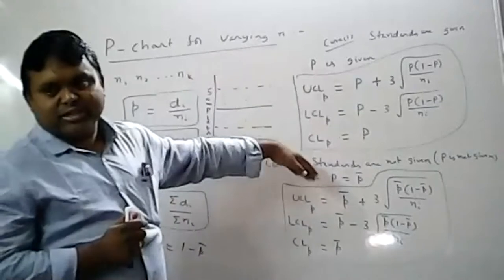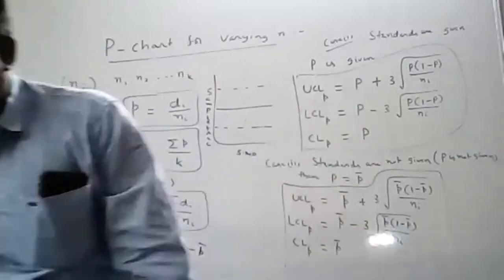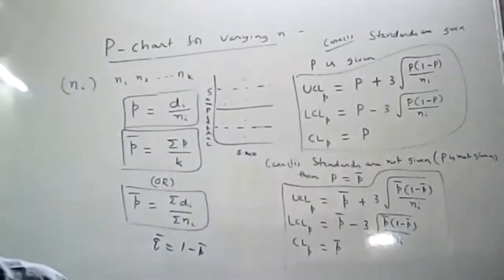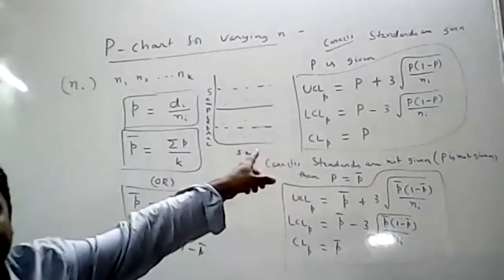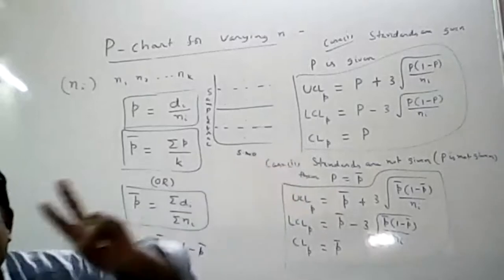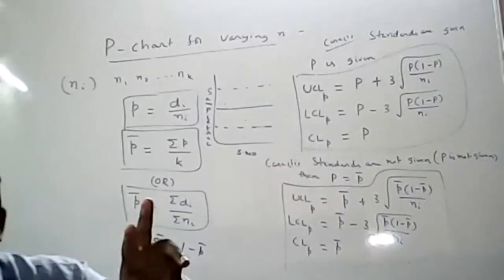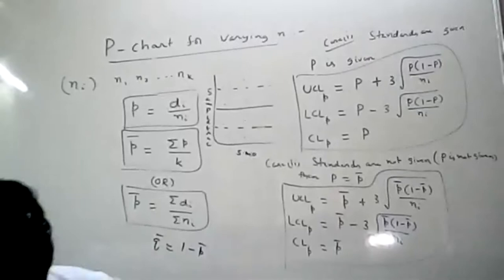Same working you will write. So I hope all of you understood P chart for fixed n and varying n. The only difference is that in place of n you will get ni. That is the only difference. So the manual problem you have to do. Excel also you have to do, P chart for varying n. So I will tell you both the problems.